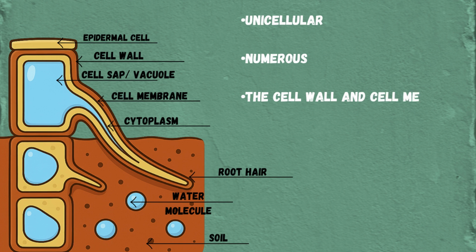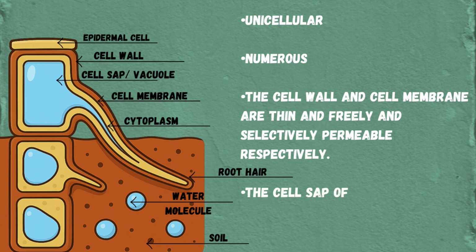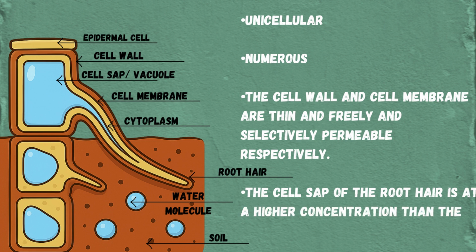It is numerous to increase the surface area for the absorption of water. The cell wall and cell membrane are thin and freely and selectively permeable, respectively. The cell sap of the root hair is at a higher concentration than the surrounding soil water. Now, what is actually the importance of the last 2 points?